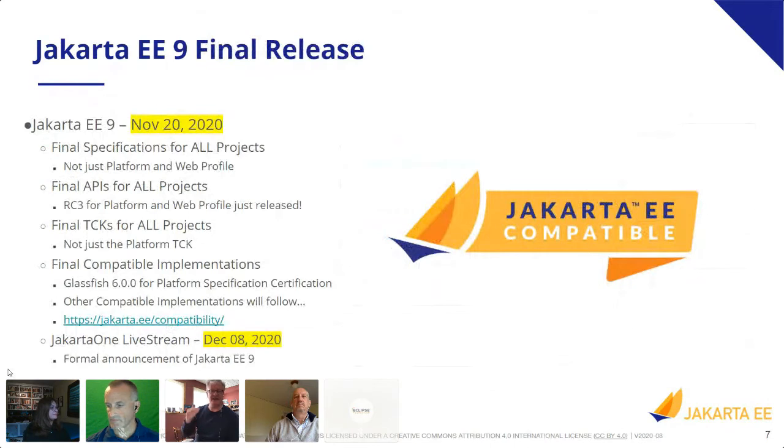So that means everything has to be done from a specification standpoint. And so that's all the specifications, all the APIs, all the TCKs, and at least one compatible implementation. Now we know that Eclipse Glassfish will be there because that's what we're using. And there may be others. I'm not aware of any that will be available on day 1 for Jakarta EE9, but I know that there's several that are being worked that should be ready shortly thereafter.